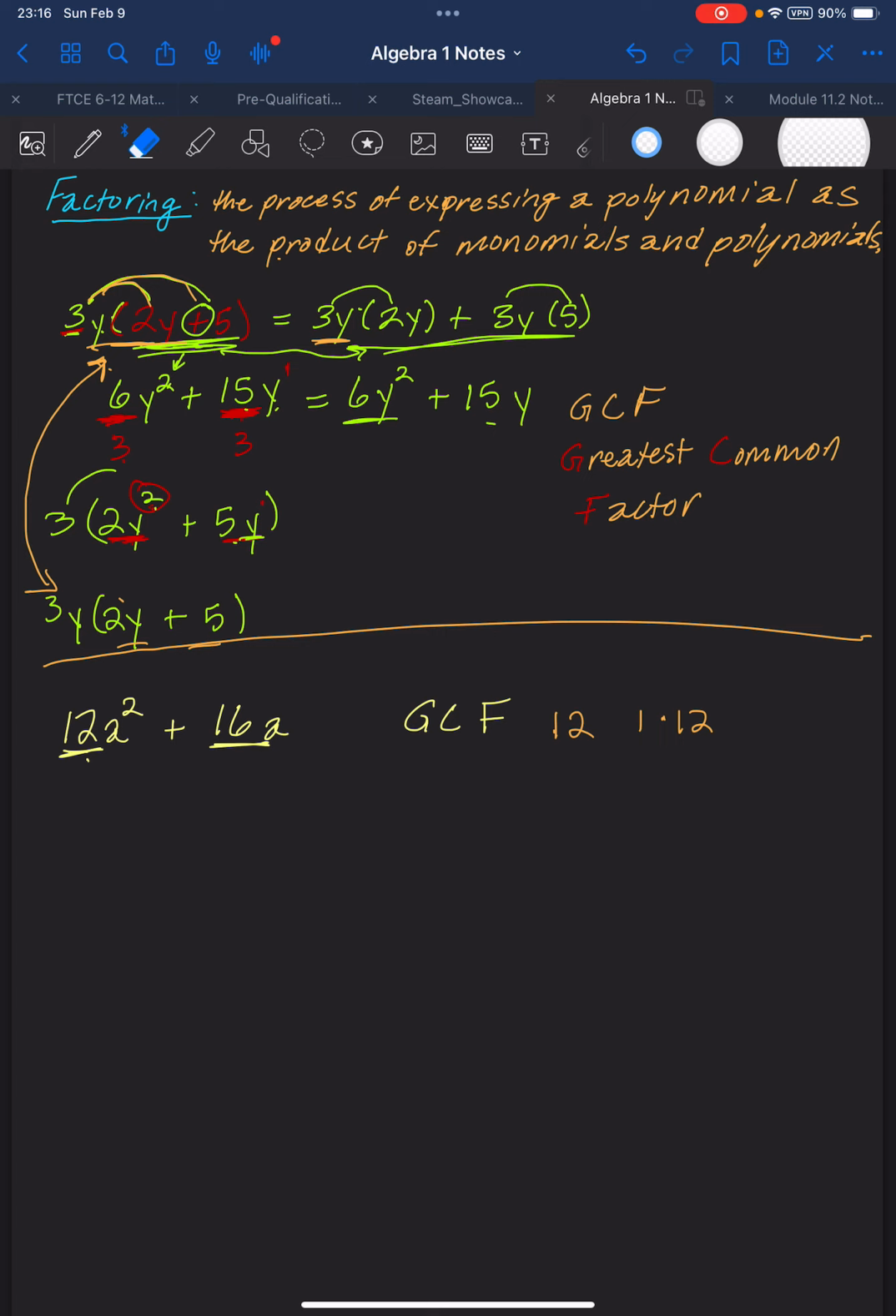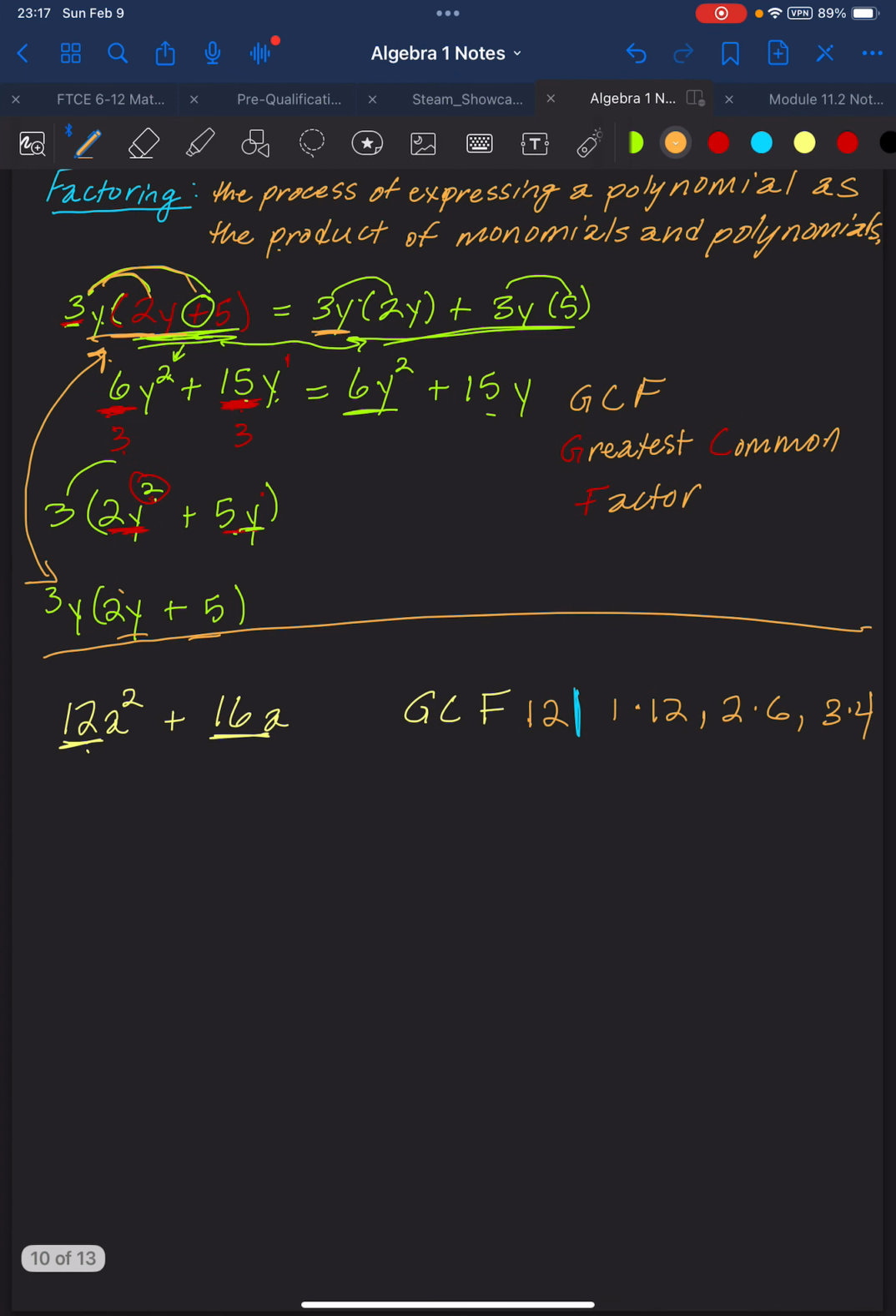Let's do a different color so it stands out. We know 1 and 12 will give us 12. What about 2 and 6? And what about 3 and 4? So I think that's as much as we can get because 1 and 12 is the highest. 12 is the largest number we can do. And then as we go further on, 6 and 4. So these are the factors of 12.